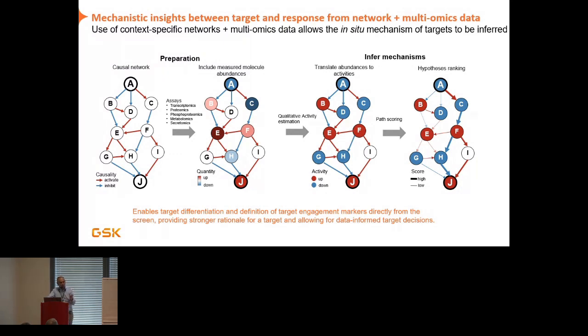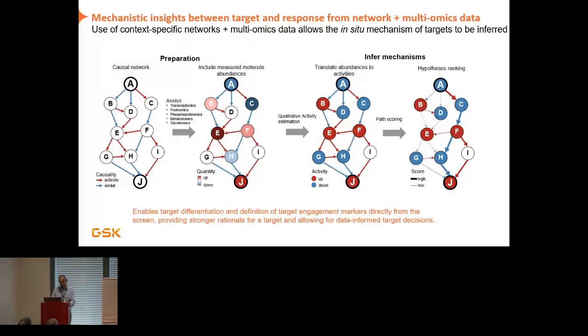We can look at the abundance of these nodes, of genes, using these different assays, so we can quantify that. We can also move from activity up and down, and do some hypothesis ranking as well, to look at the path, for example, to go from gene A to gene J. That helps us to understand the mechanism of action, maybe to find new drug targets or biomarkers and things like that. That's one way we think about networks.